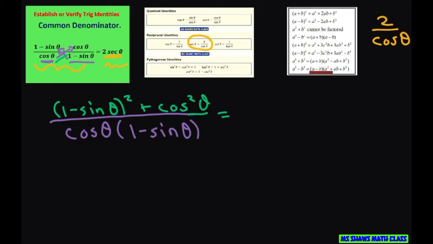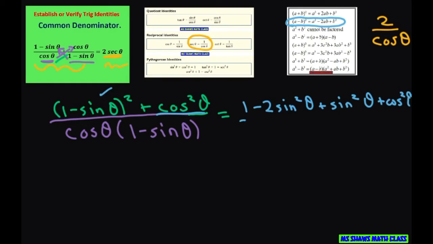Now simplifying the numerator, I'm going to use my perfect square trinomial and expand. So I'm going to get 1 minus 2 sine of theta plus sine squared of theta, plus, add this, cosine squared of theta divided by your common denominator.